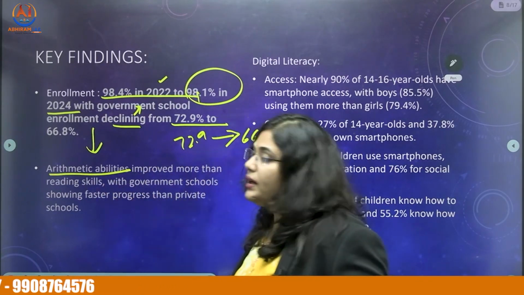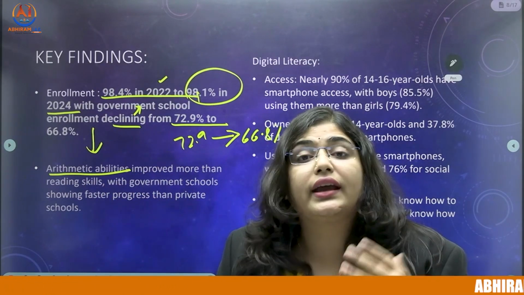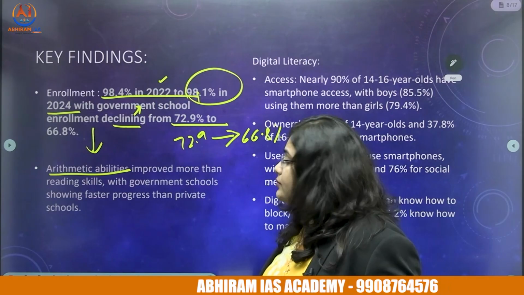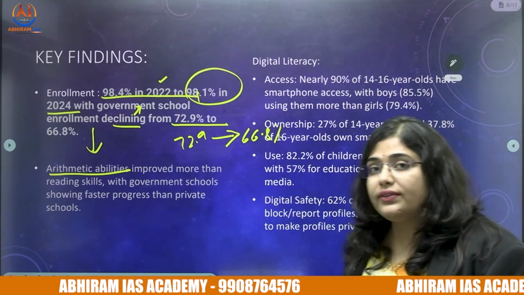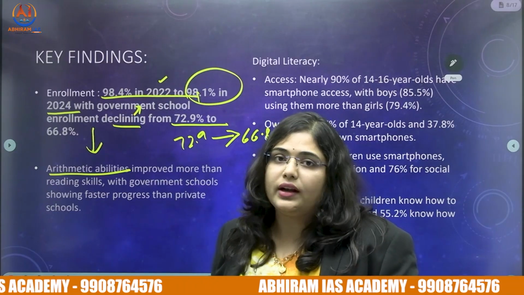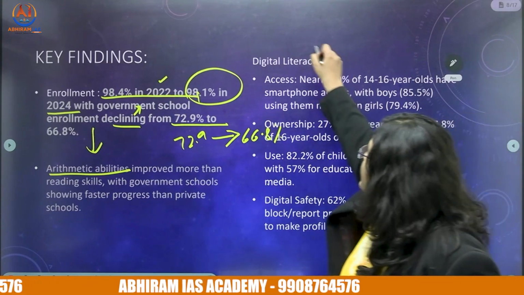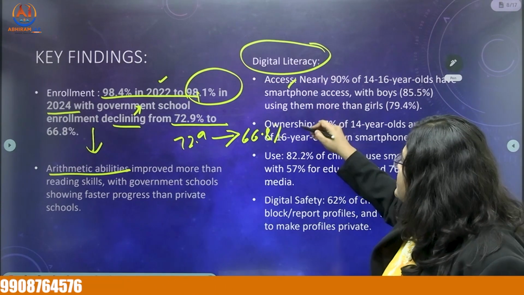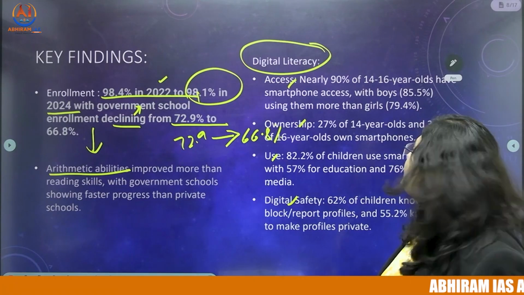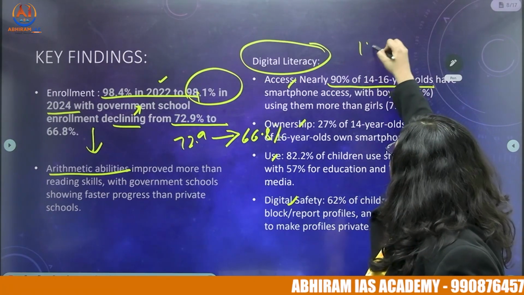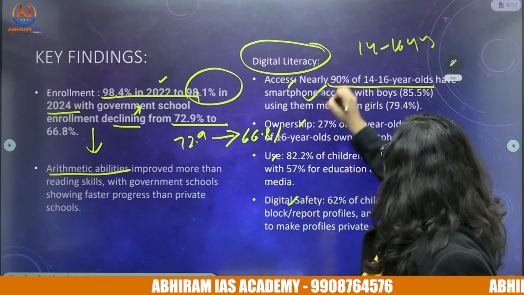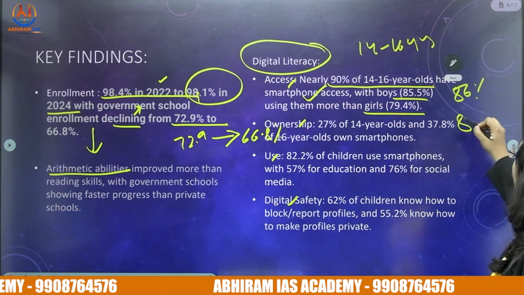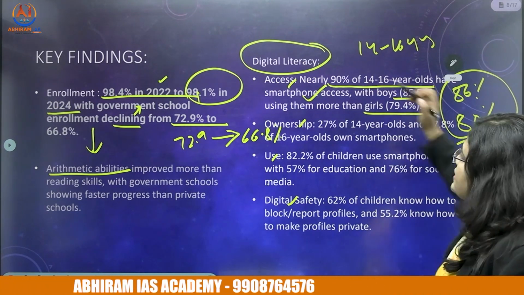Next, arithmetic abilities are improving more than the reading skills in school going children, where the fastest progress is shown in the government schools than the private schools. And the next is digital literacy. Digital literacy again has sub points, that is access, ownership, use and digital safety. 90% of the students of 14 to 16 years have access to smartphones, where boys have 86% access and 80% of girls are having access to smartphones.